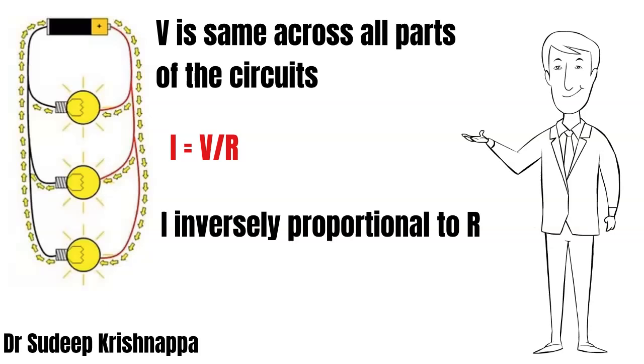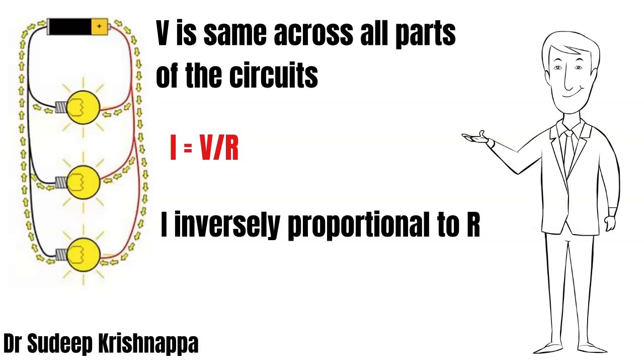Now, what determines the flow of current through each of the light bulbs is R, that is the resistance offered by the individual bulbs. The bulb which offers less resistance sees more current flow, while the bulb which offers a higher resistance will have a lesser current flow through it.